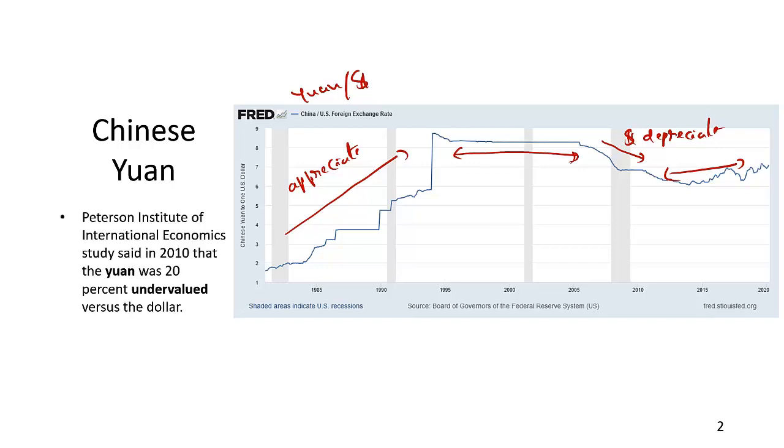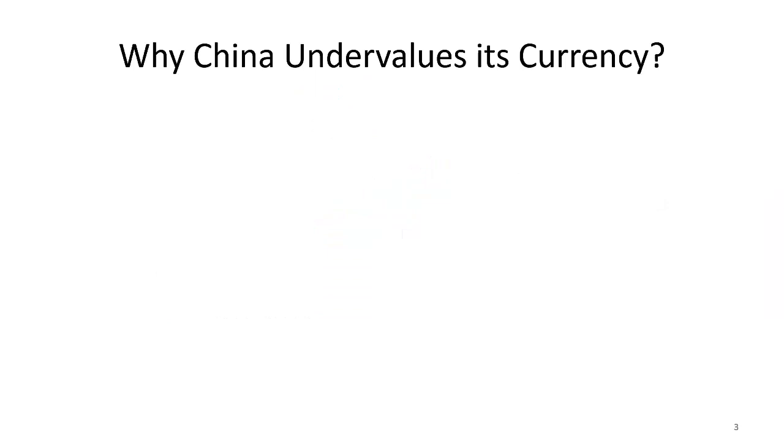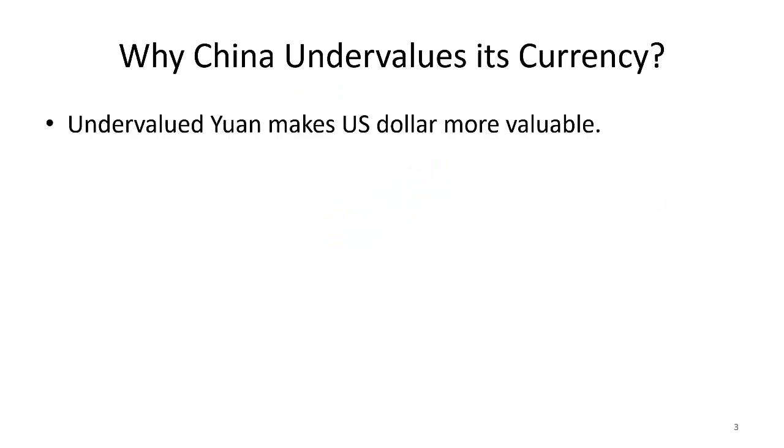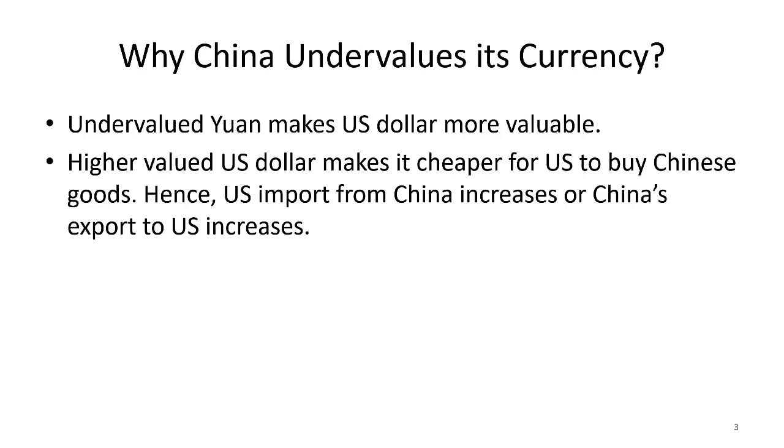According to a 2010 study by the Peterson Institute of International Economics, the yuan was on average 20% undervalued versus the dollar. That means Chinese currency is undervalued by almost 20%. The question arises why China undervalues its currency. An undervalued yuan makes the US dollar more valuable, which essentially means that a higher valued US dollar makes it cheaper for the US to buy Chinese goods. Hence, US imports from China increase, or China's exports to the US increase.